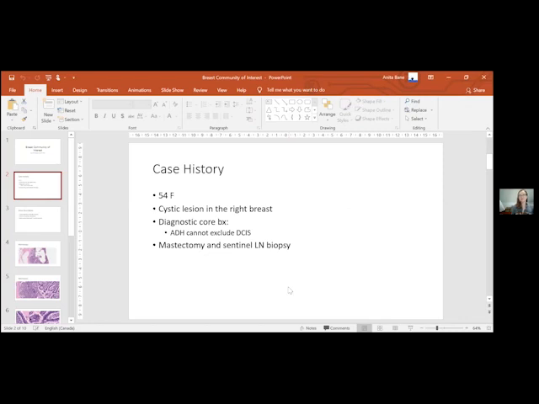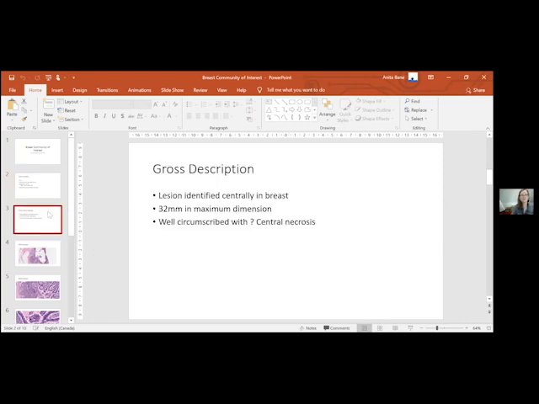So my case is that of a 54-year-old female. This was a consult case, so just to let you know, I've only retained 1 H&E slide. But the lady had a cystic lesion identified radiologically in her right breast, and she underwent a diagnostic core needle biopsy, which I didn't see, and it was diagnosed as atypical ductal hyperplasia, cannot exclude DCIS. She subsequently underwent mastectomy and central lymph node biopsy. And I think a mastectomy was chosen because this was centrally located within the breast.